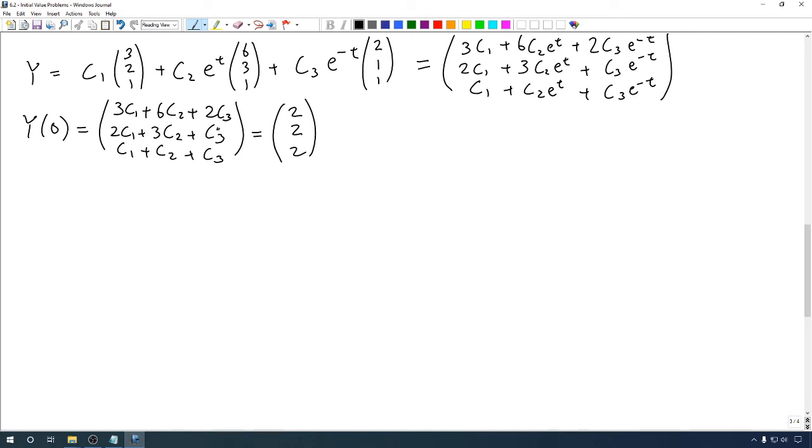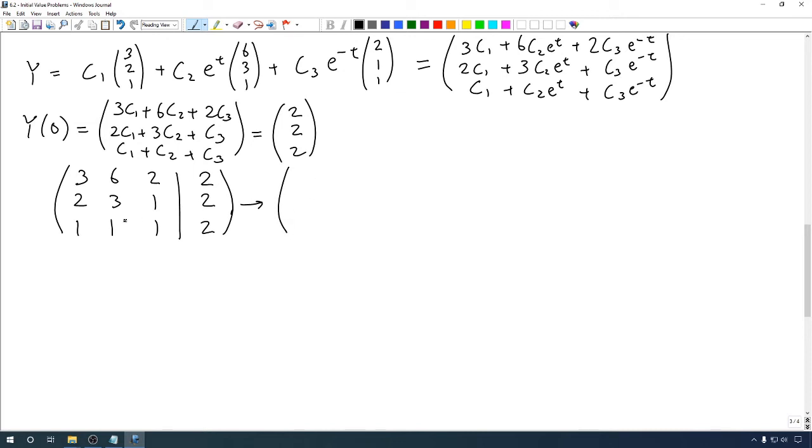But notice that we actually just have a system of equations. We have one equation equals 2, another equation equals 2, and a third equation equals 2. And these are always linear equations. So really, we're just trying to solve a linear system. It comes back to stuff we already know how to do. I'm going to put this as an augmented matrix. So we have 3, 6, 2; 2, 3, 1; and 1, 1, 1, with an augmented part of 2, 2, 2. And we're just going to solve that. What are our c's in this case?